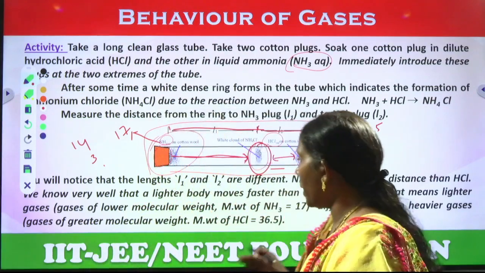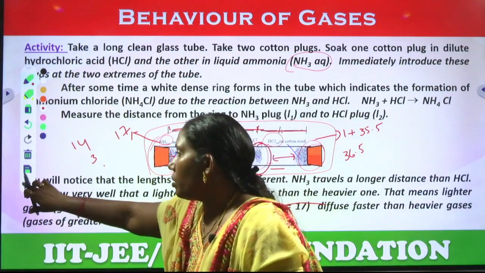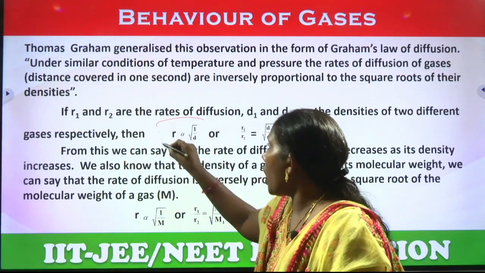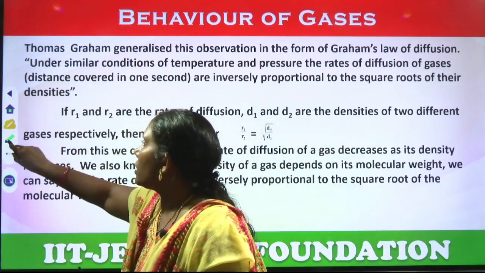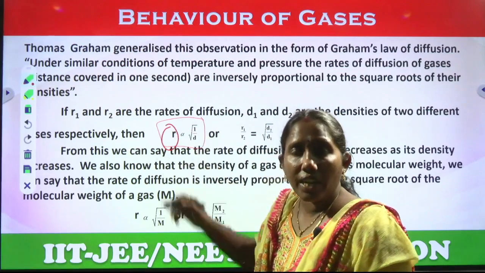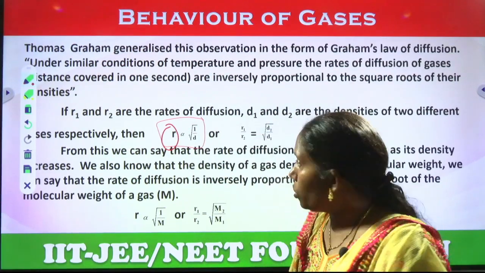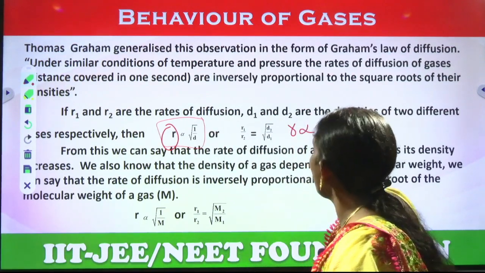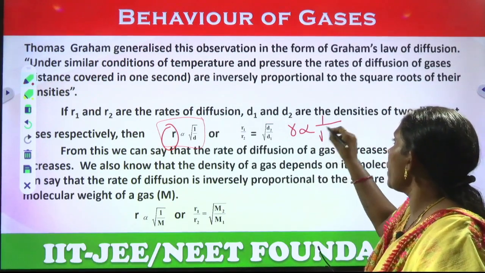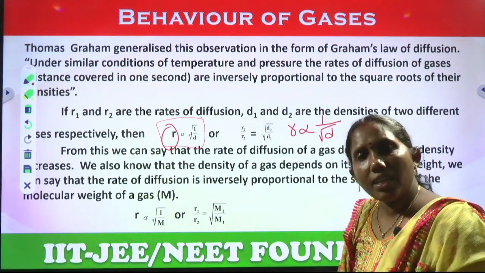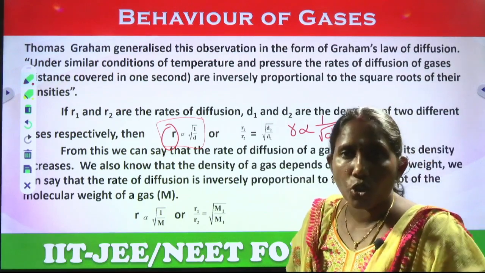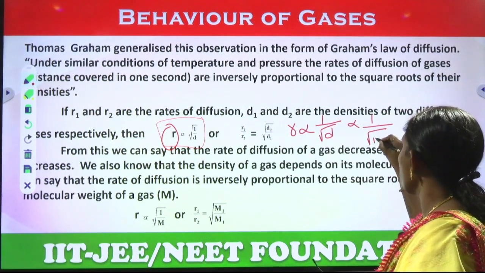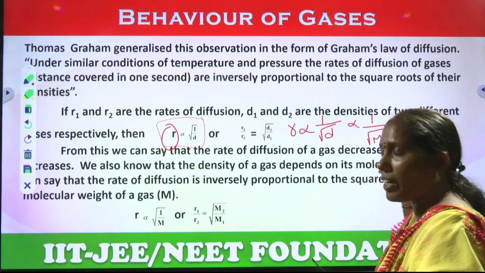So through this experiment he brought one relationship between the rate of diffusion and the density. R is proportional to, means rate R is nothing but here rate of diffusion. Rate of diffusion is directly proportional to square root of 1 by D. Otherwise you can write R is directly proportional to 1 by square root of its density. Density is more is nothing but molecular weight is also more. So obviously we can write the same formula with rate of diffusion is directly proportional to square root of 1 by its molecular weight of the particular gas.